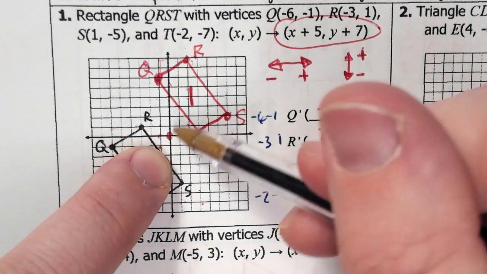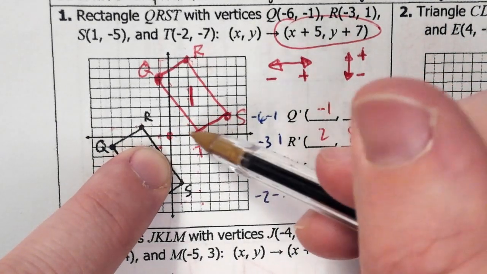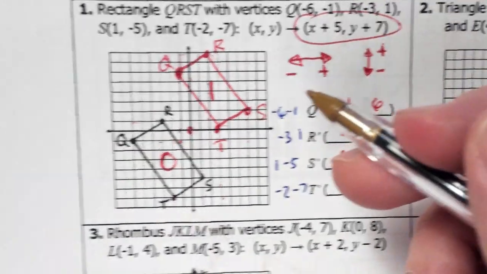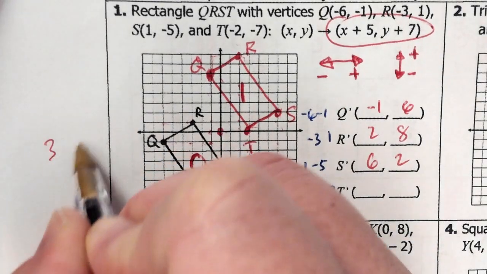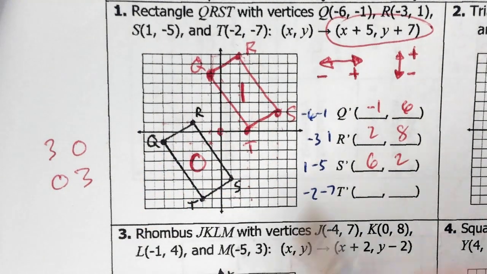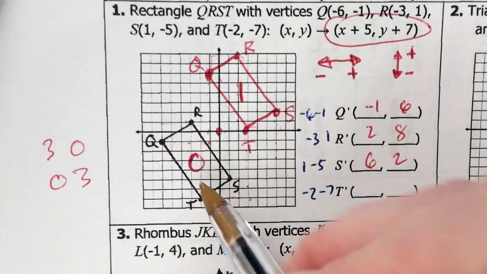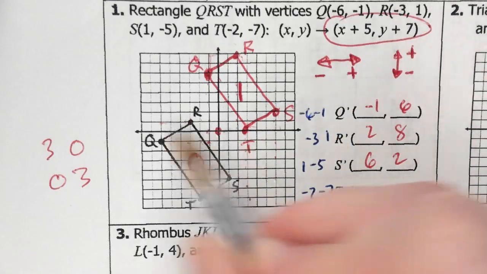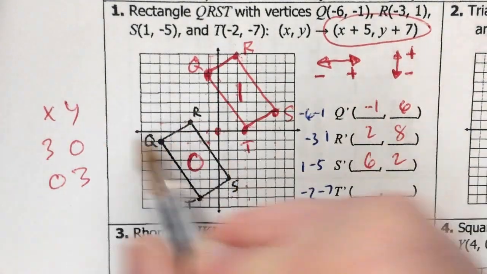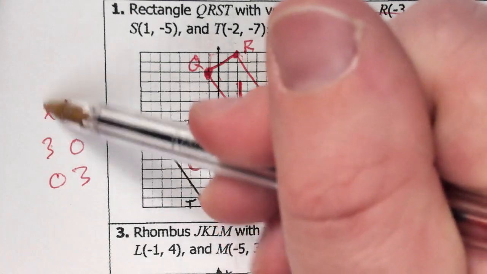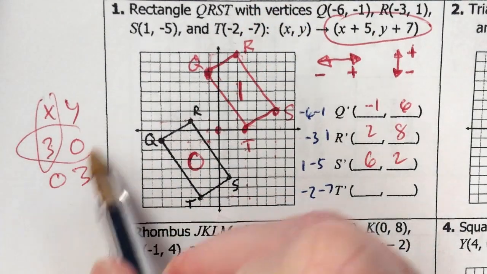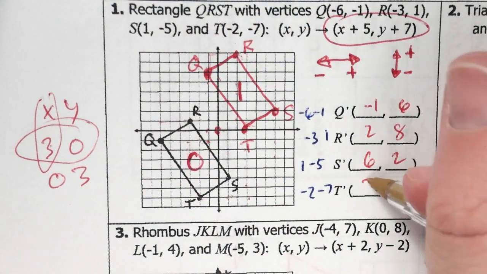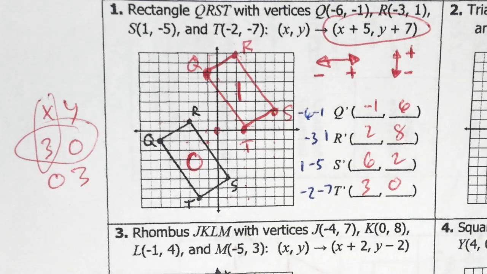And T, now is that 3, 0 or 0, 3? That's the question. Well, how can you figure that out? Is this on the x-axis or the y-axis? That is on the x-axis. So because that's on the x-axis, the number 3 is with the x. So this was 3, 0. So that's one way how to do this.